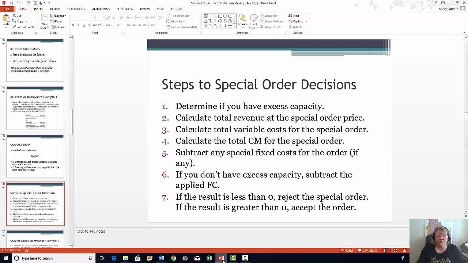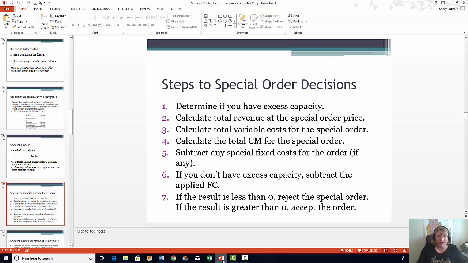Subtract any fixed costs for the order, if there are any. Sometimes you need to bring on more people or get an extra machine. At those busy times, I think Costco had 2 wrapping machines where the plastic wrap would wrap the cakes, and they would always have to bring out a second one for that particular time because it was that busy. So that would be one thing that you would want to look at.